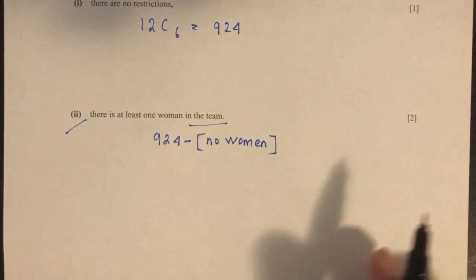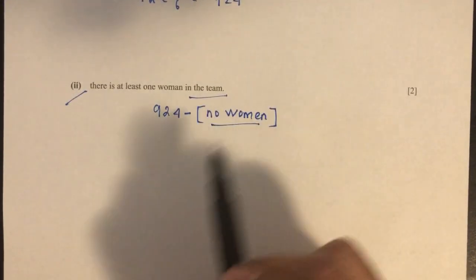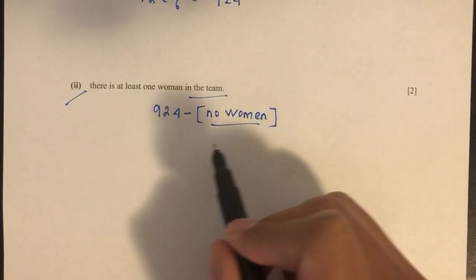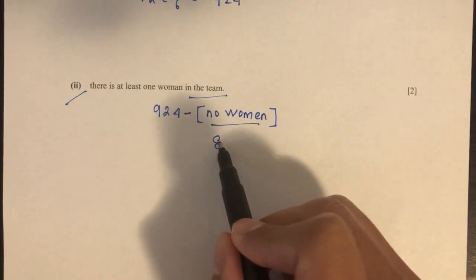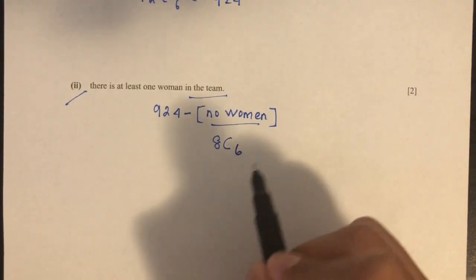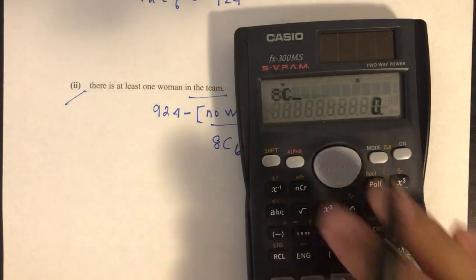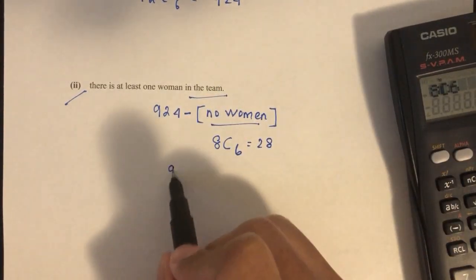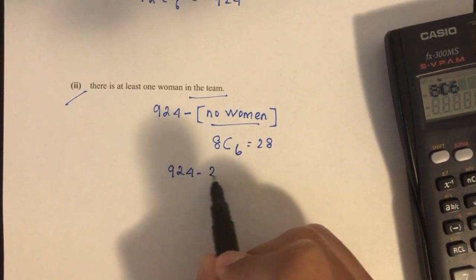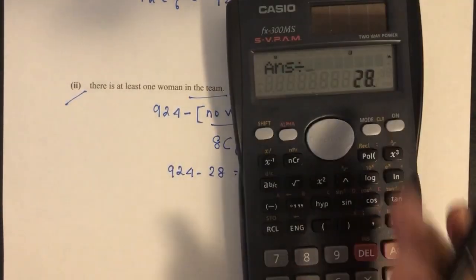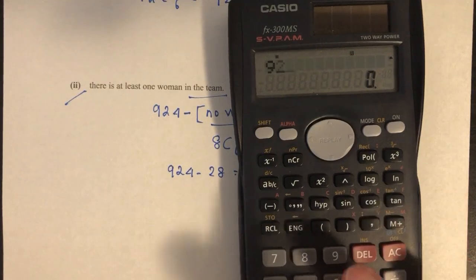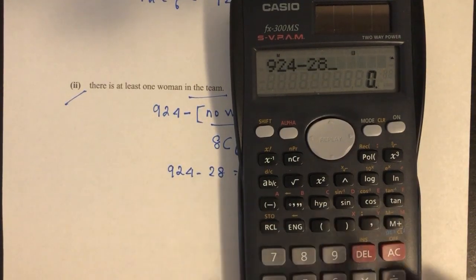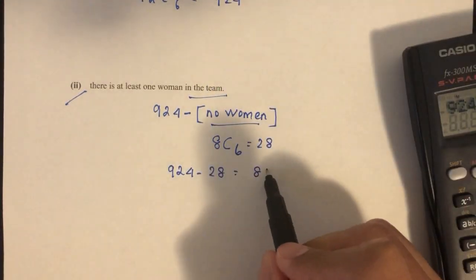To find this one, right? So let's find this, no women. So no women will be, from the 8 men, we will choose 6 people. That will be 28. So 924 minus 28, that should give me 896.